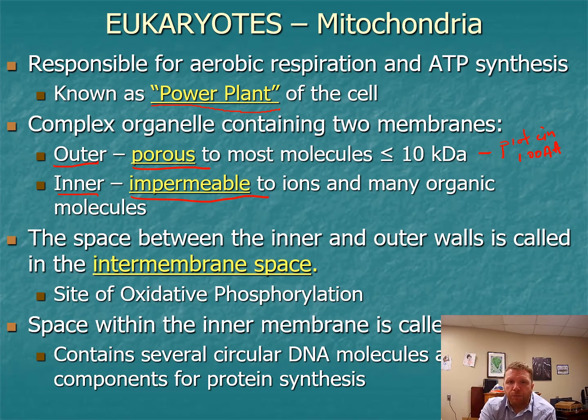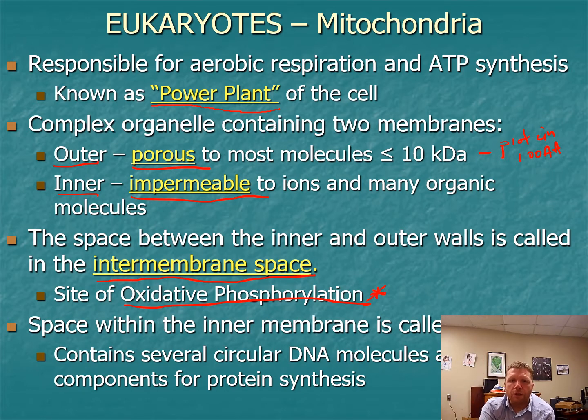Now, the space between the inner and outer membranes is known as the intermembrane space. Now, this is a very key part of where oxidative phosphorylation takes place. We'll talk about oxidative phosphorylation later on when we're talking about ATP synthesis and, well, our last bit of central metabolism.